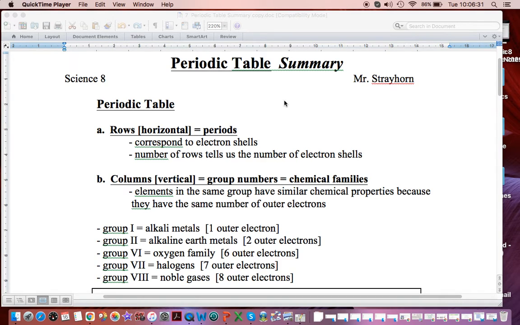Good day. This is the periodic table summary. Apart from the elements quiz, where you have to memorize symbols and names of certain elements, all other tests and even the final exam, you'll have the periodic table. It has lots of information, and your job is to be able to pull the information from the table.